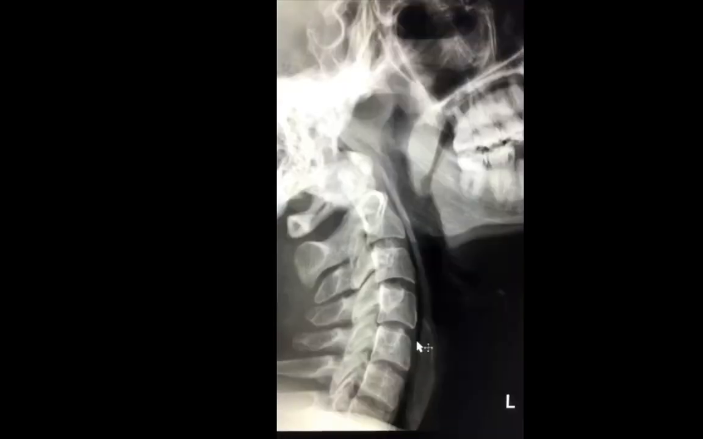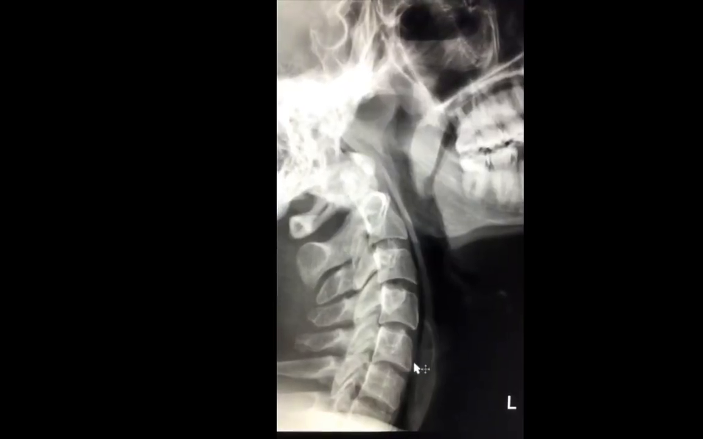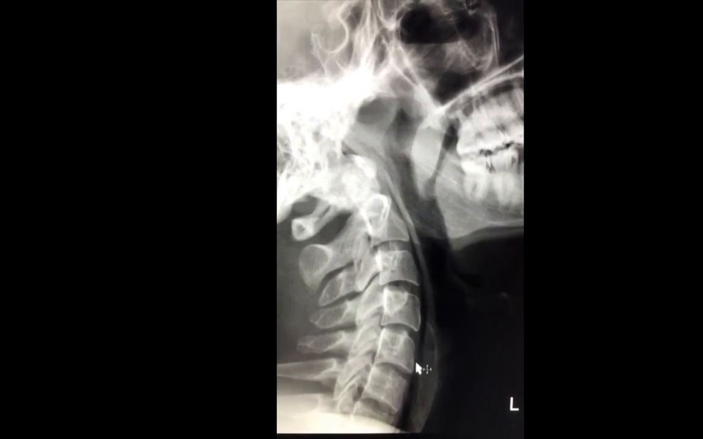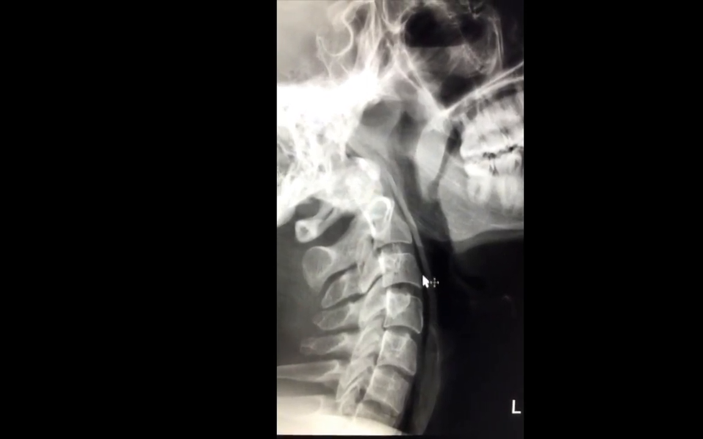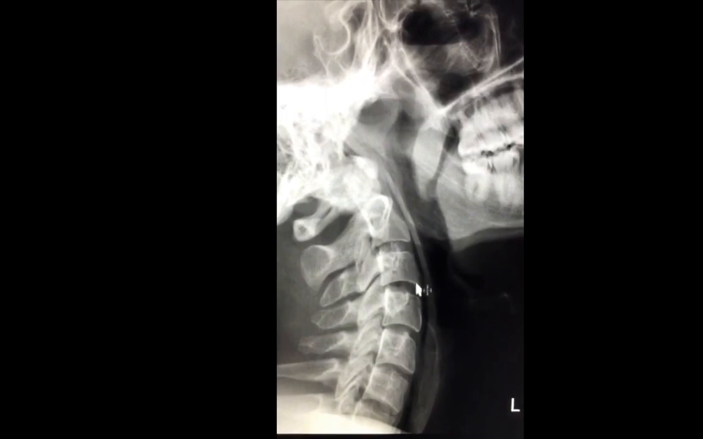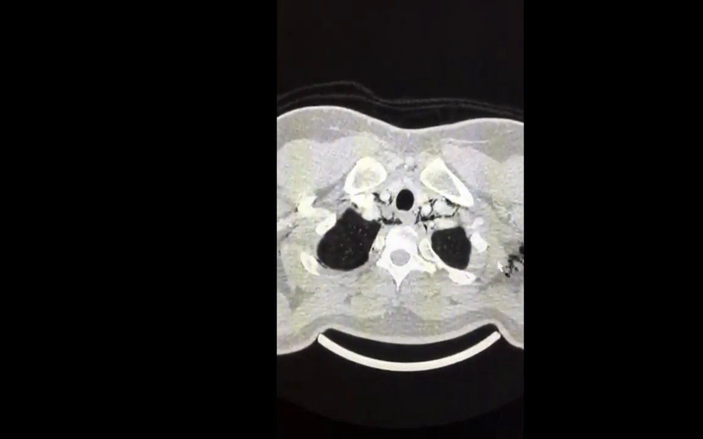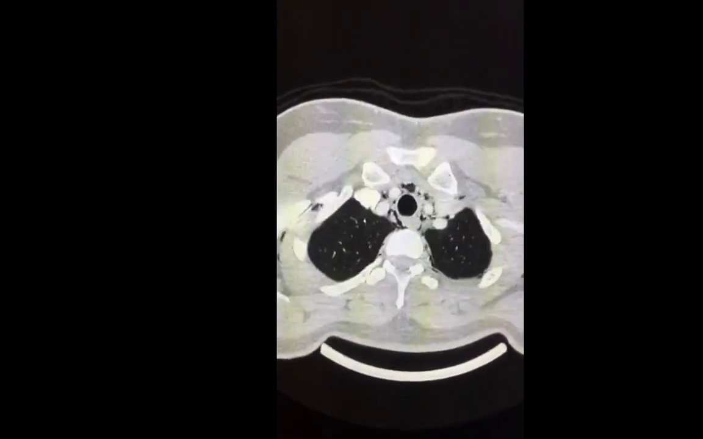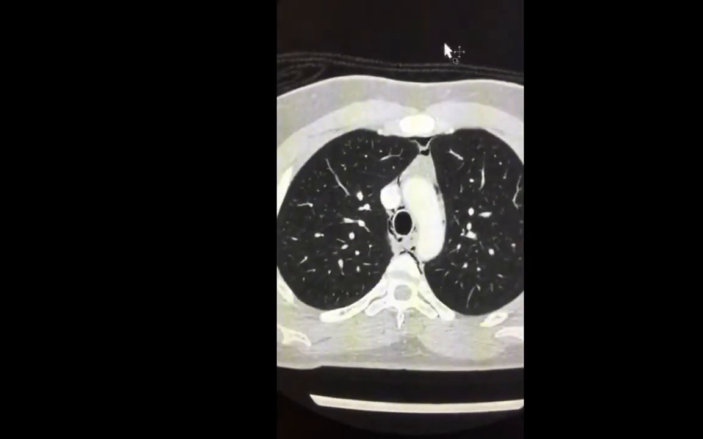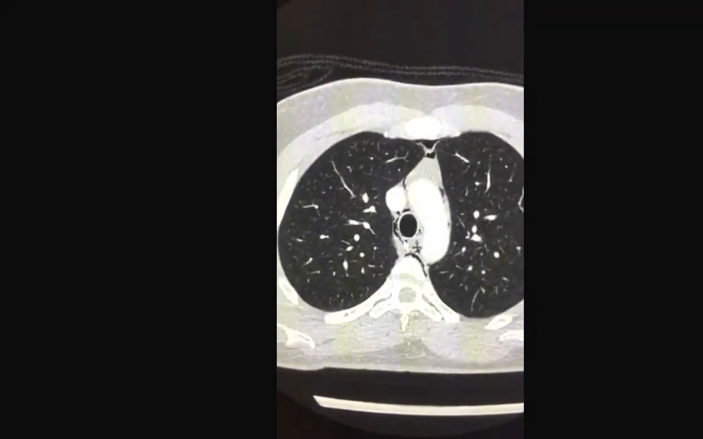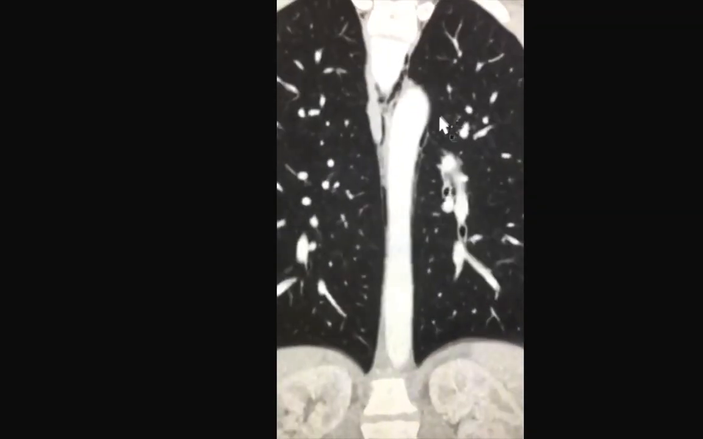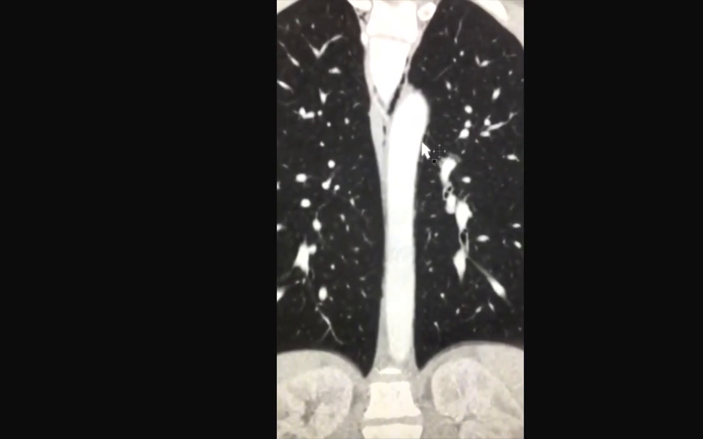This patient also had a lateral neck x-ray showing that the pneumomediastinum extends in the prevertebral space here. The CT scan on the same patient shows the subcutaneous emphysema and shows the pneumomediastinum. This is a coronal image on the same patient showing how the pneumomediastinal air could outline the descending aorta.